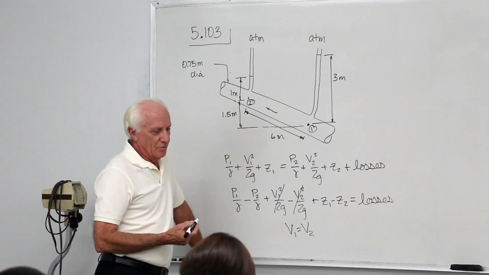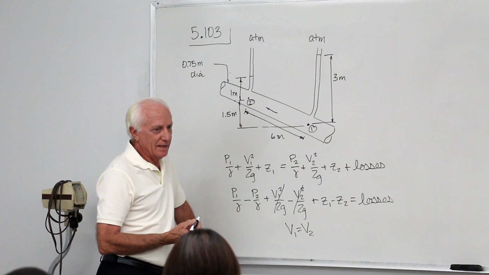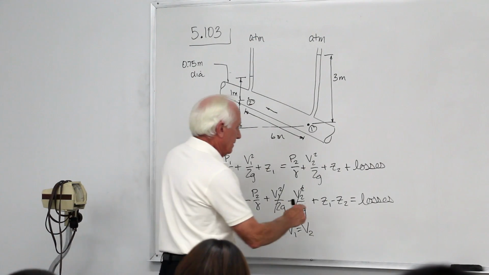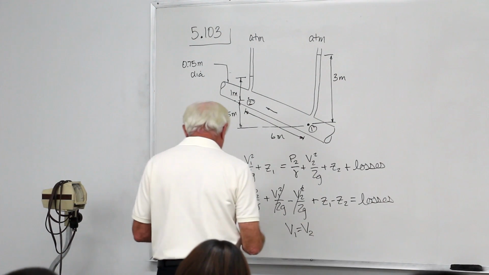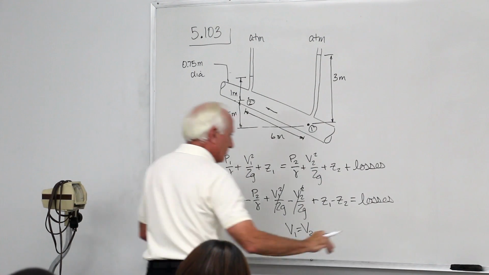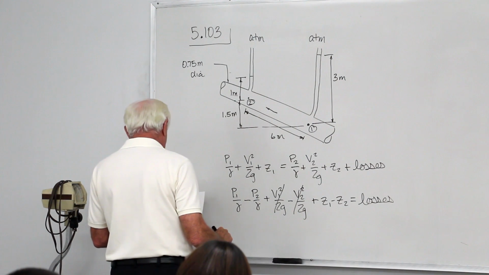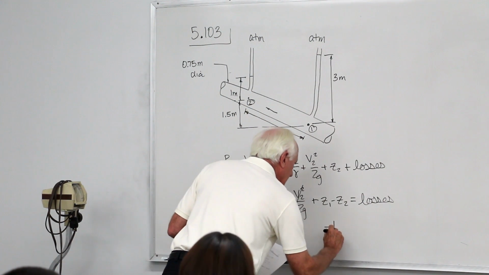Continuity? M dot 1 equals M dot 2. What's M dot? Rho 1 Q1 equals rho 2 Q2. But the rhos are equal, cancel them out. Q1 equals Q2. What's Q? A1 V1 equals A2 V2. A1, though, is equal to A2. Conclusion? V1 equals V2. Got it. Z1 minus Z2. Z1's down here minus my Z2. Okay, so that's 1.5. I'll just cross those guys out there. So my Z1 minus Z2 is minus 1.5.